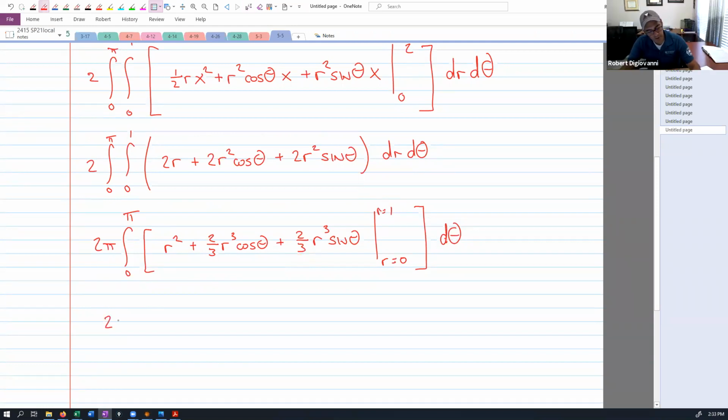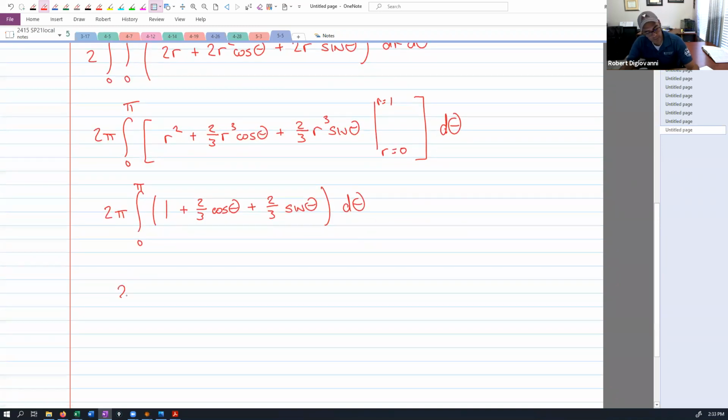Okay, so when we plug in 0, everything's gone. When we plug in 1 for r, we get 1 plus 2/3 cosine theta plus 2/3 sine theta d theta. We're almost there. 2 pi, antiderivative now is going to be theta plus 2/3 sine theta minus 2/3 cosine theta, evaluated from 0 to 2 pi.